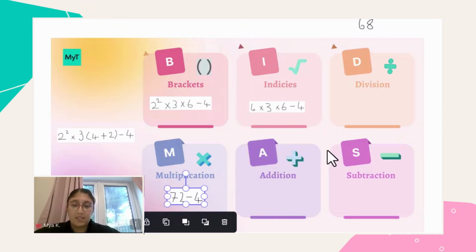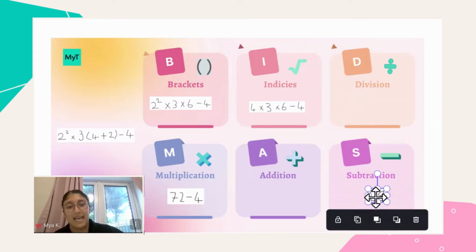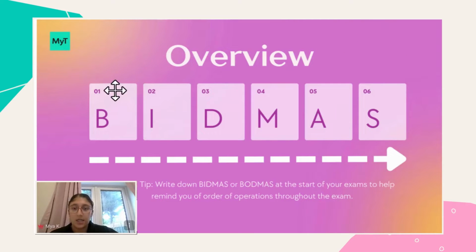Next up is addition, which we don't have, so we skip to subtraction, and we do have subtraction there, so it leaves us with the answer of 68. This slide should help you remember the order in which you're supposed to go through the letters: brackets, indices, division, multiplication, addition, and subtraction.